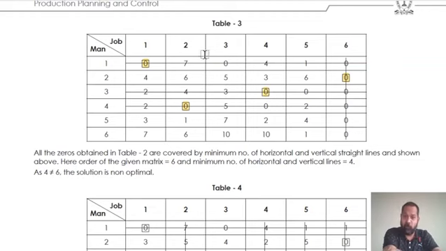If you notice, they have drawn lines and then they have told you what to do. All the zeros obtained in table 2 are covered by the minimum number of horizontal and vertical straight lines shown above. Here, the order of the given matrix is 6 and the minimum number of horizontal and vertical lines is 4. As 4 is not equal to 6, the solution is not optimal. Well, I don't do this. What I do is we do the assignment and we write down, since the number of assignments is not equal to the number of rows and columns, optimal assignment is not reached.